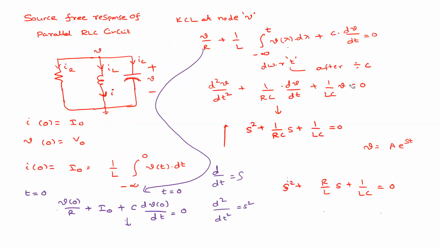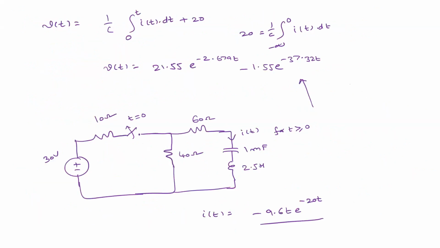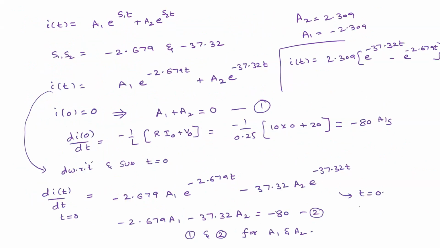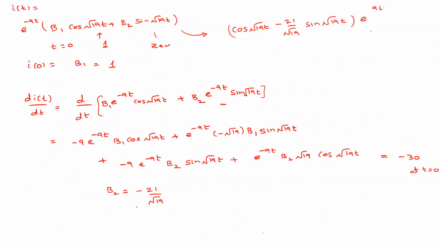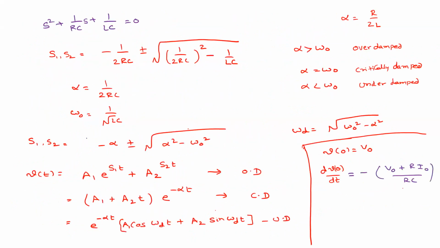Is there anywhere else I have used J? No, sir. I think one problem this morning we had done. This is the one. B2 is J into A1 minus A2, which is equal to B2. So we already assumed that, which means this is the solution. So there is no J term here.